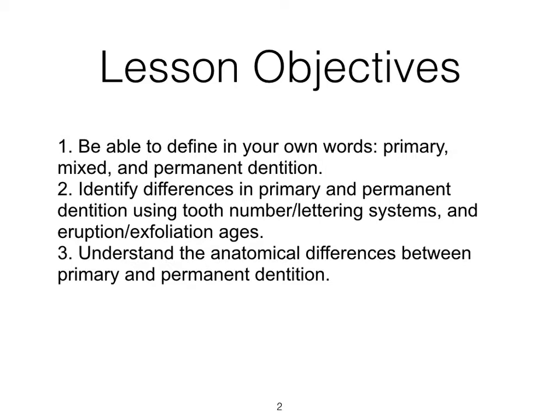The lesson objectives are: 1. Be able to define in your own words primary, mixed, and permanent dentition. 2. Identify differences in the primary and permanent dentitions using the tooth number or lettering system and eruption and exfoliation ages. 3. Understand the anatomical differences between primary and permanent dentition.